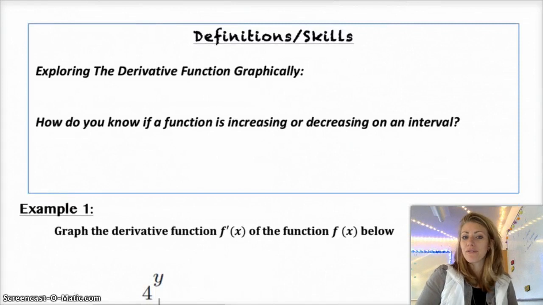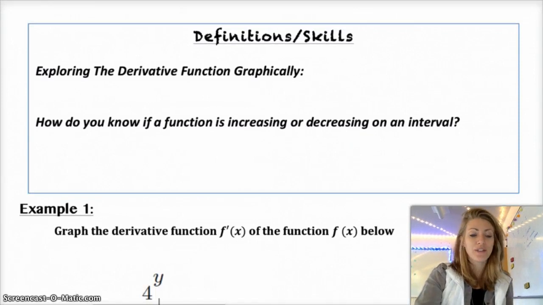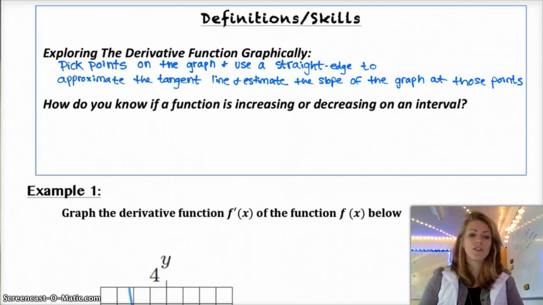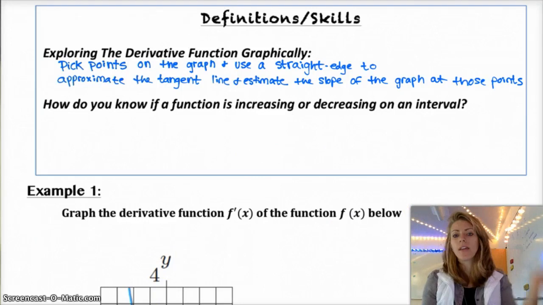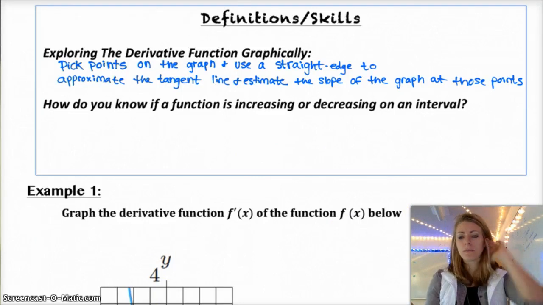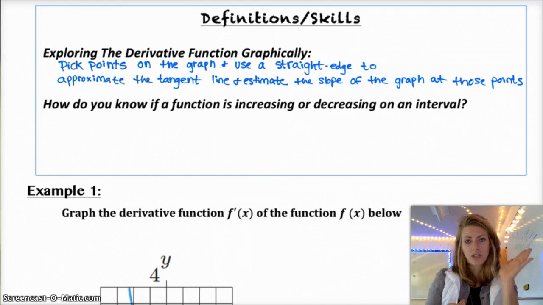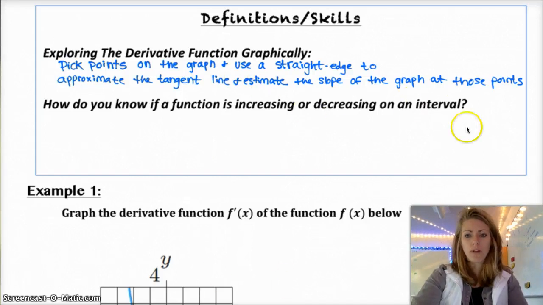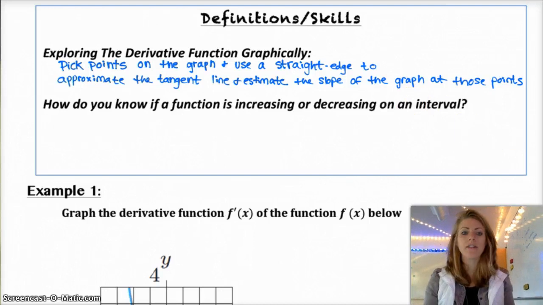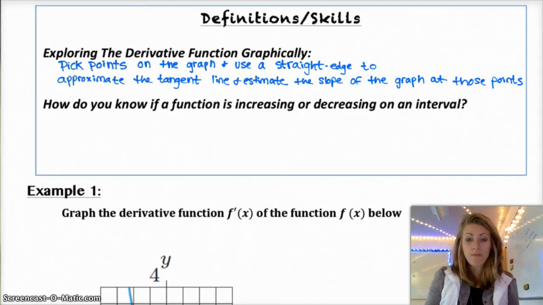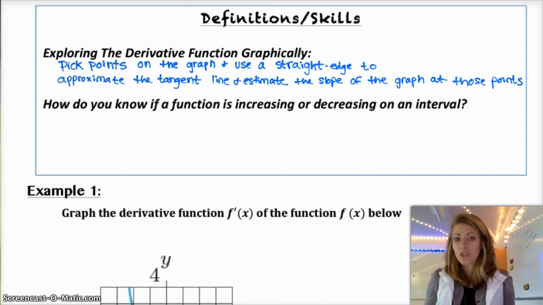Exploring the derivative function graphically is where we're going to start. Really what you want to do is pick points on the graph that you have, and then use a straight edge or something. If you're good at visualizing the slope of the tangent line, that's cool. So you can draw little lines. But what you want to do is estimate the slope of the graph at many points on the graph, because for most graphs, aside from lines, the slope changes, right?